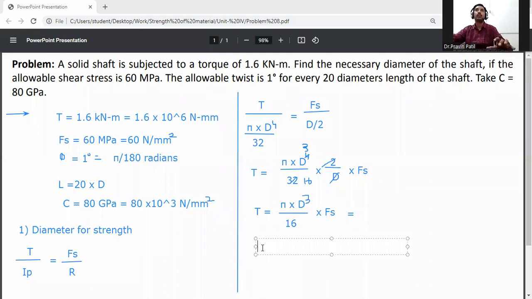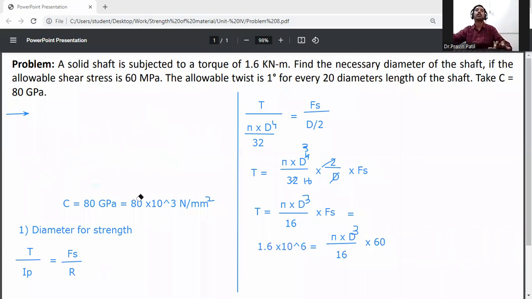So T, the torsion, is given as 1.6 into 10 raised to the power 6, equal to pi into d cube divided by 16 into fs, where fs is 60 MPa. Only D is unknown here, so we'll get the diameter of the shaft from D.